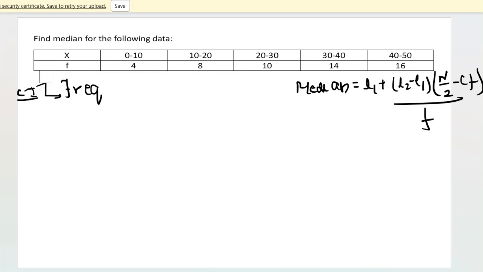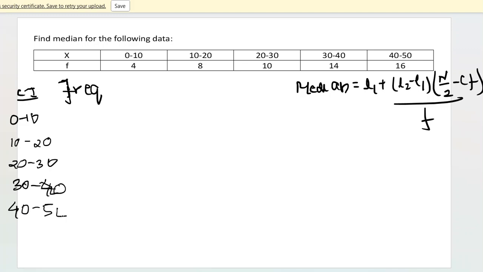Again we draw class interval with frequency. So we put 0 to 10, 10 to 20, 20 to 30, 30 to 40, and 40 to 50. We calculate frequency, which is 4, 8, 10, 14, 16.